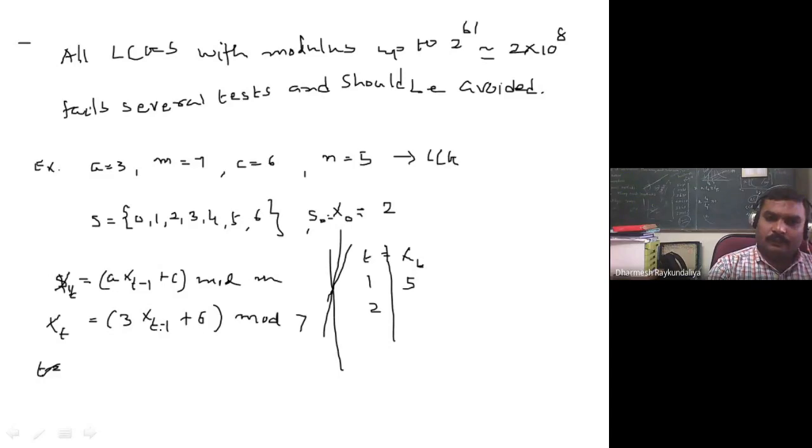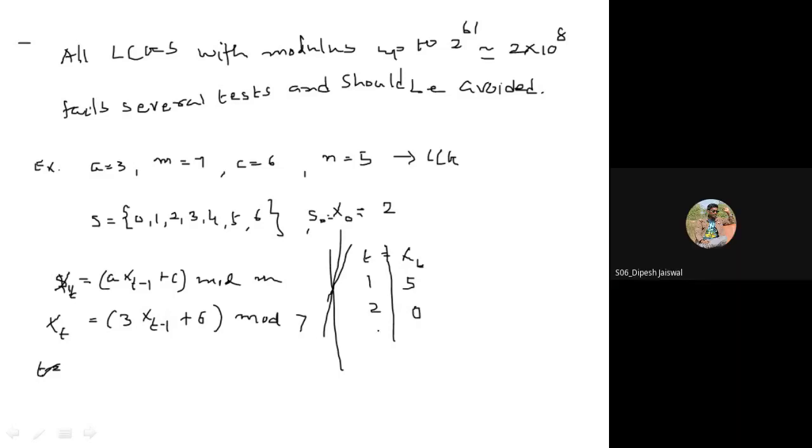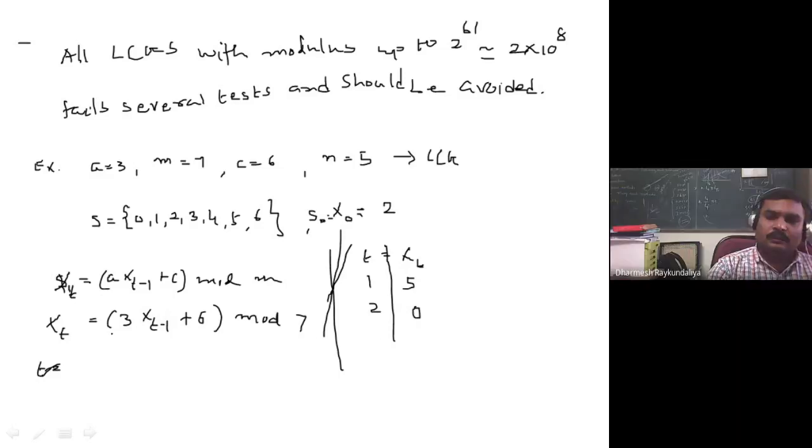Now T equal to 2, X1 is 5. So 3 fives are 15. 15 plus 6 is 21. So it is a 0, because 7 threes are 21. So remainder is 0. Then because X2 is 0, so this part is 0. So now it is simply a 6.